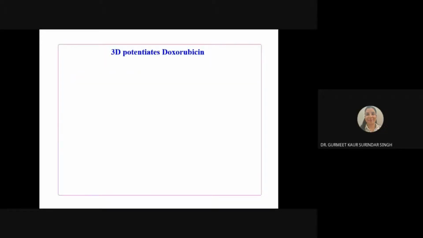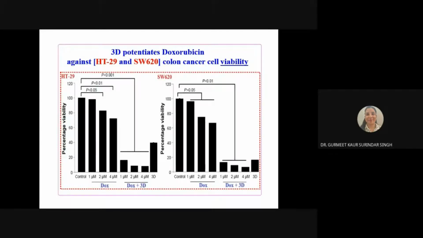We also tested 3D in combination with doxorubicin against the same two colorectal cell lines, and it reduces the cell viability. This work was published in Bioorganic and Medicinal Chemistry. We could see that doxorubicin alone was not good enough to inhibit the tumor cells, but its effect is potentiated, or there is a synergistic effect, when we combine 3D with doxorubicin. So doxorubicin could be suitable for this work.